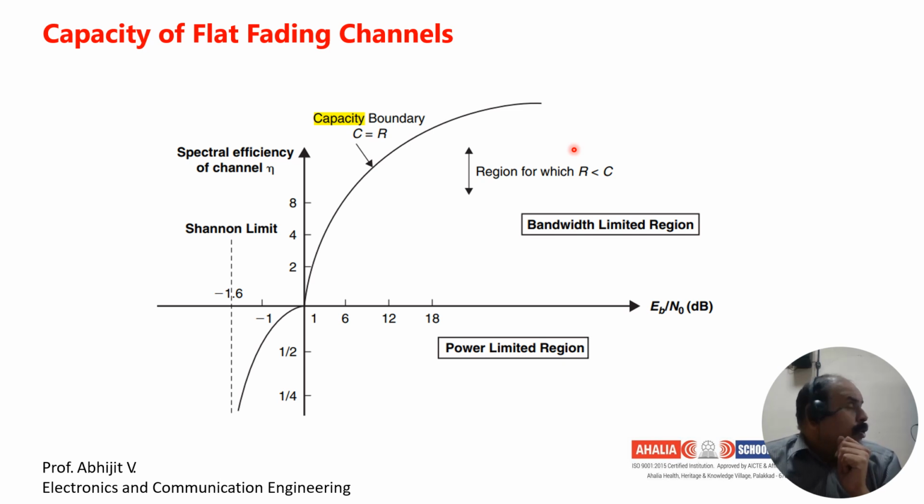So let us look into the explanation here. Let us consider the energy per bit Eb by N0 with the spectral efficiency of the channel eta. Let this be the Shannon's limit. So the region in which R is less than the bandwidth is the power limited region. This is the capacity of flat fading channels.